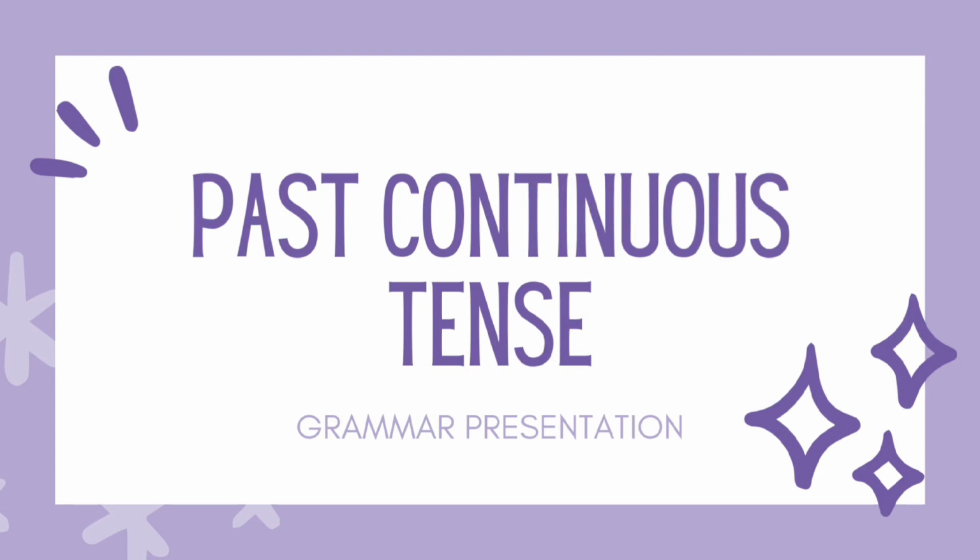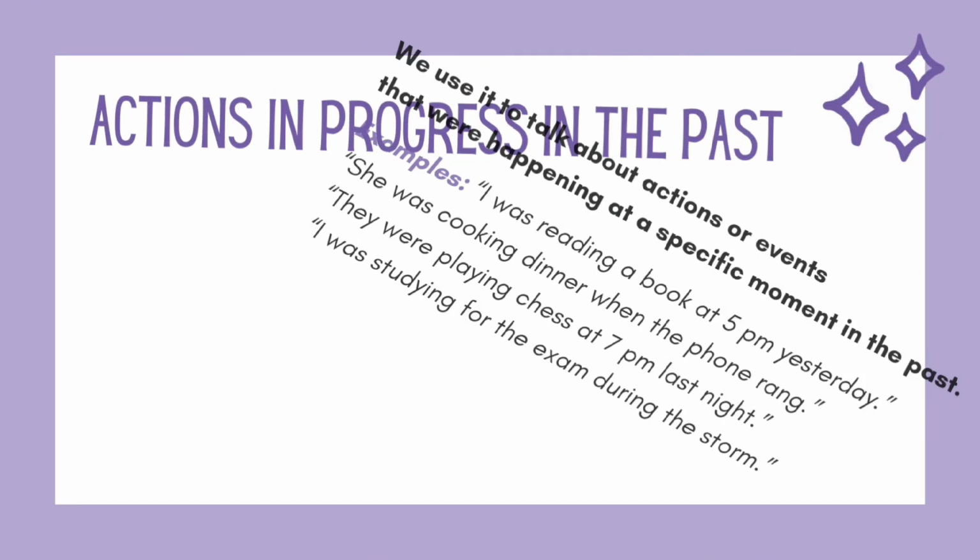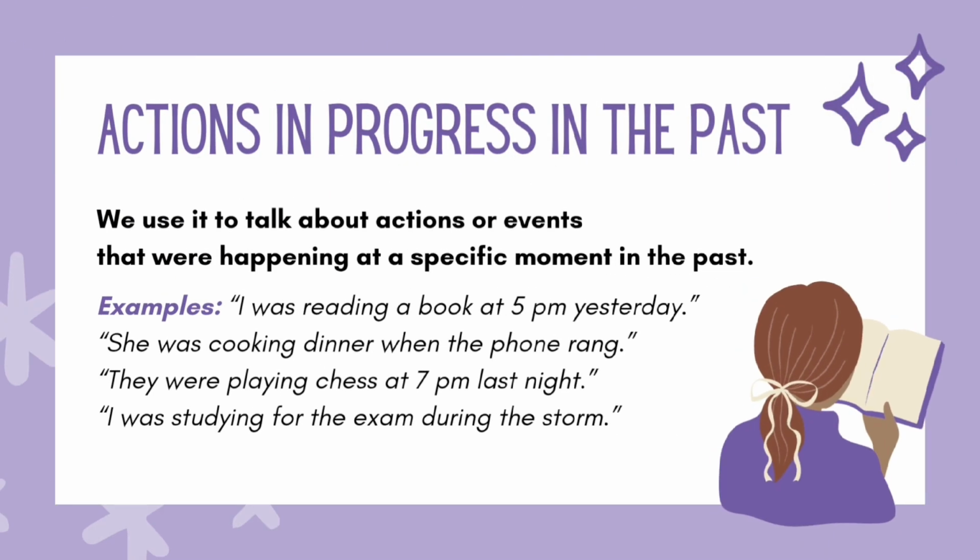In this video, you will learn about past continuous tense. When to use past continuous tense. Number one, action in progress in the past. We use it to talk about actions or events that were happening at a specific moment in the past.